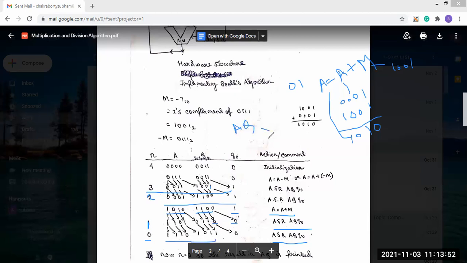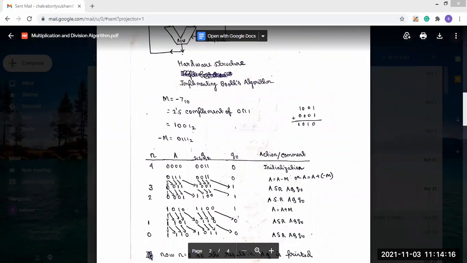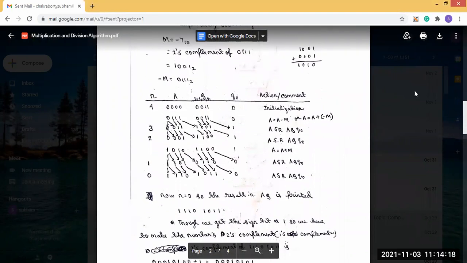So this is the result we get: 1101 1110 1011. Now, if the sign bit is 0, then there is no problem. There is no problem if we get 0 in the sign bit. But here we are getting 1 as the sign bit, so that means the number is negative.